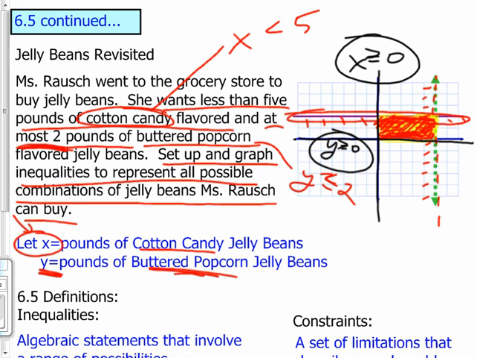Okay, I'm just trying to give you examples of how in the real world you could actually use charts like this to get some real results. Okay, now let's actually do one.